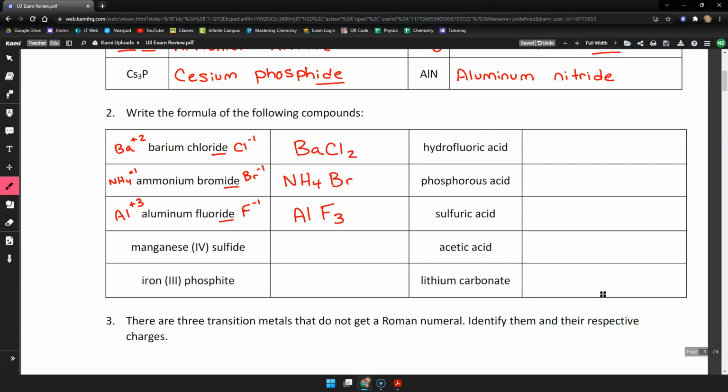All right, manganese is Mn. This right here, this 4, means that we have a +4 charge. And then sulfur is sulfide, so this will be S, and sulfur has a charge of -2. So to make this work, I'm going to need 2 sulfurs, so it'll be MnS2.